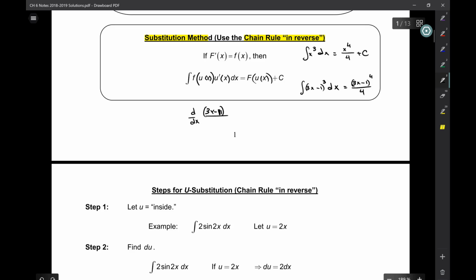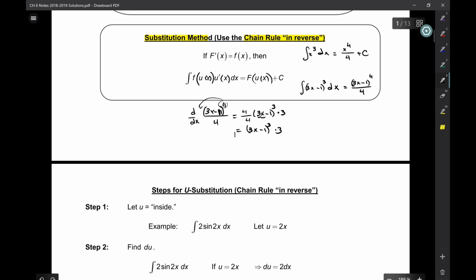Let's take a derivative of 3x minus 1 to the power of 4 over 4. The 4 will come down, so I have 4 over 4, 3x minus 1 cubed times the derivative of the inside, 3. So the way I have this now, when I take a derivative, I don't get the same thing back. I get times 3. That means here I need to modify and do something else.